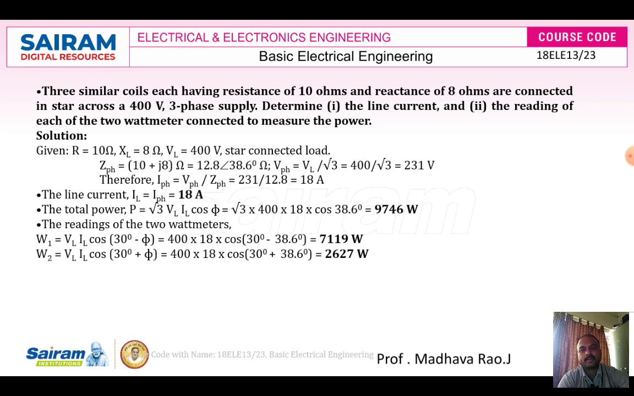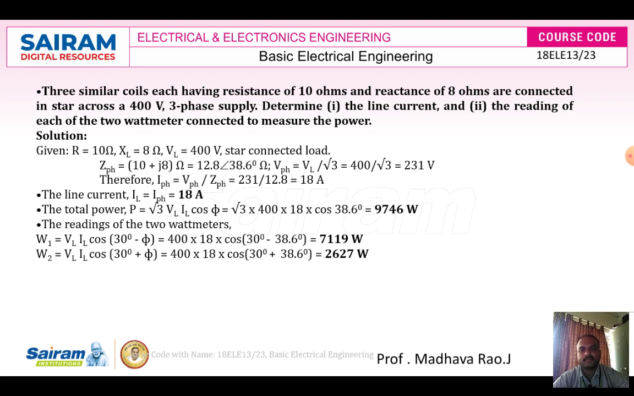Here, three similar coils each having a resistance of 10 ohm, so R is equal to 10 ohm, and a reactance of 8 ohm are connected in star across a 400 volt three-phase supply. So here the R value is 10, the reactance value is 8, connected in star, 400 volts three-phase supply. Determine the line current and the readings of each of the two wattmeters connected to measure the power. So the readings we have to find out.